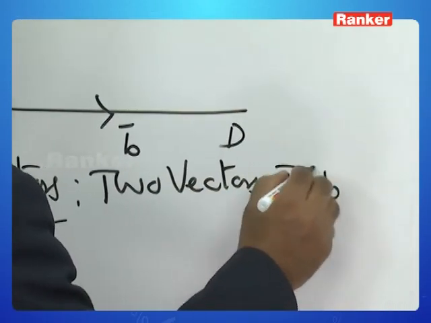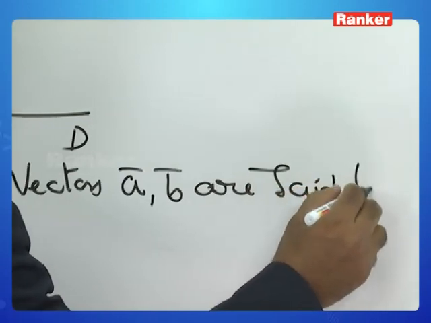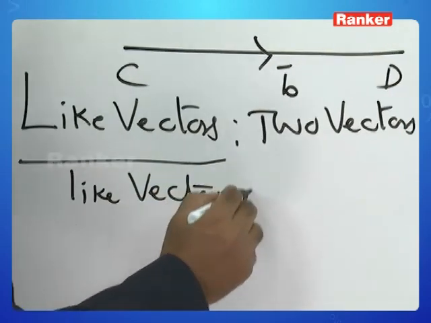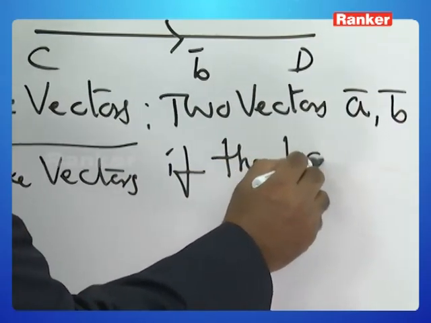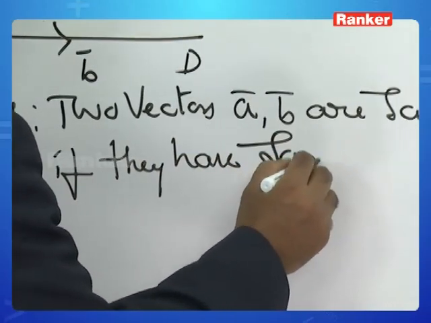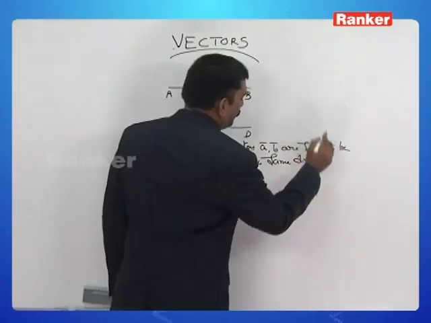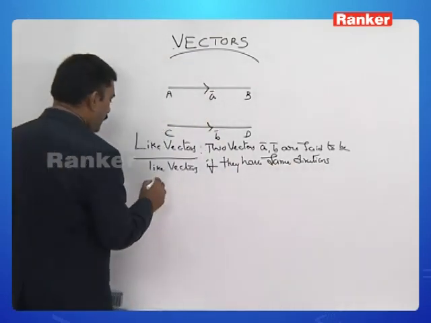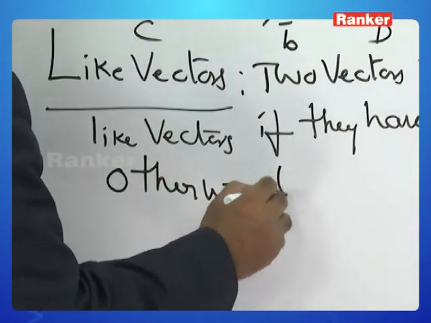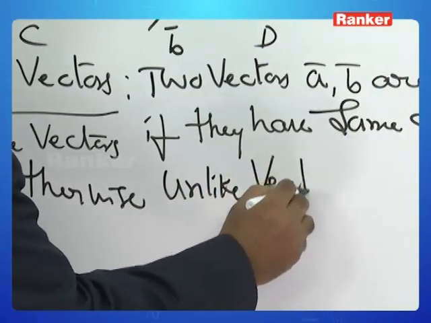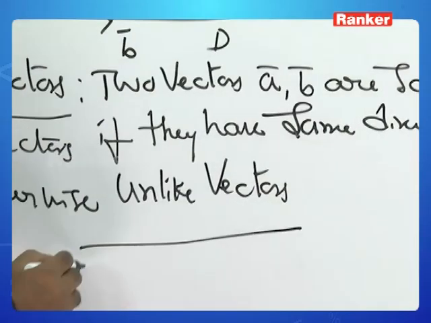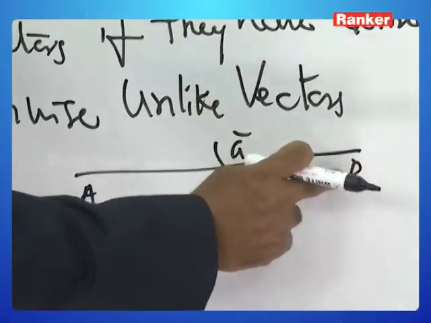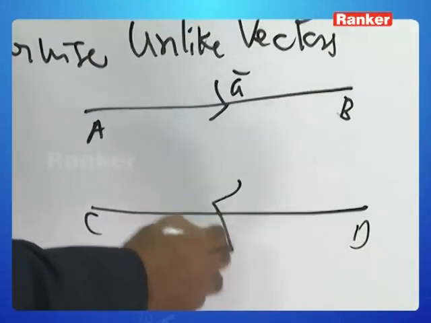Two vectors, A bar comma B bar, are said to be like vectors if they have the same directions. Otherwise, unlike vectors. That is, if I say like this: this is A, this is B, this is A bar. For AB bar, the initial point is A, the terminal point is B. If I go to this one, CD, this is B bar.